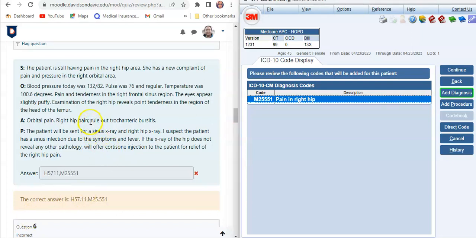And we are not going to code this. Remember, we don't code rule outs or possibles or imaginary or possibly, maybe, could be, not sure.